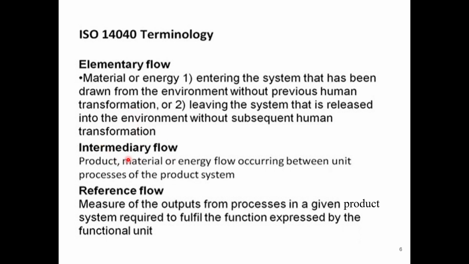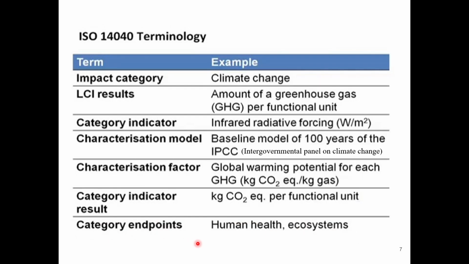One more is the intermediary flow. That is the flow which connects two unit processes, that is, a product, material or energy flow occurring between unit processes of the product system. And one more is the reference flow. It is the measure of the outputs from processes in a given product system required to fulfill the function expressed by the functional unit.